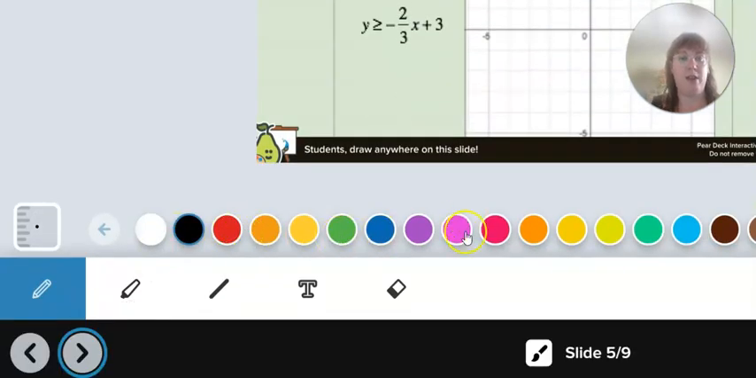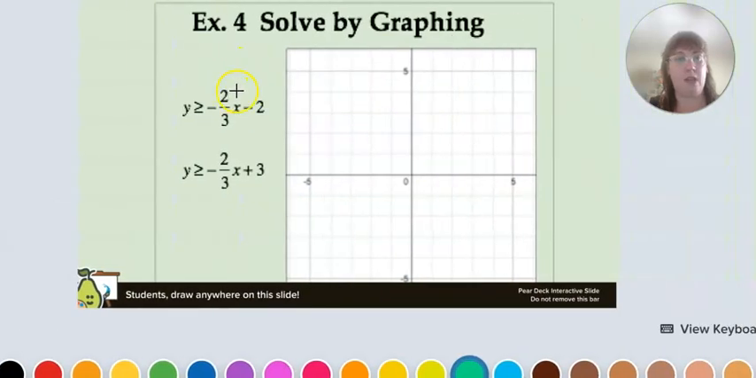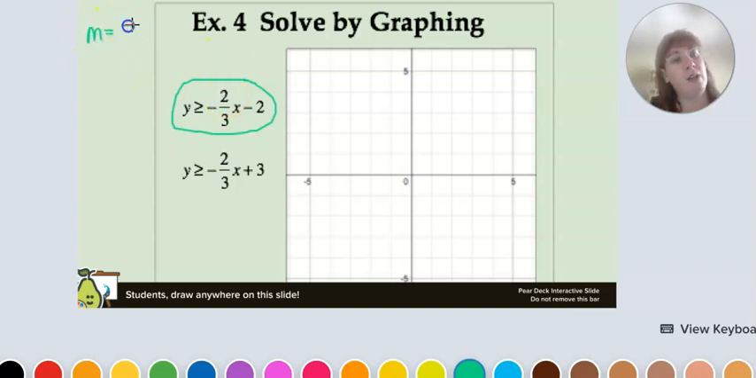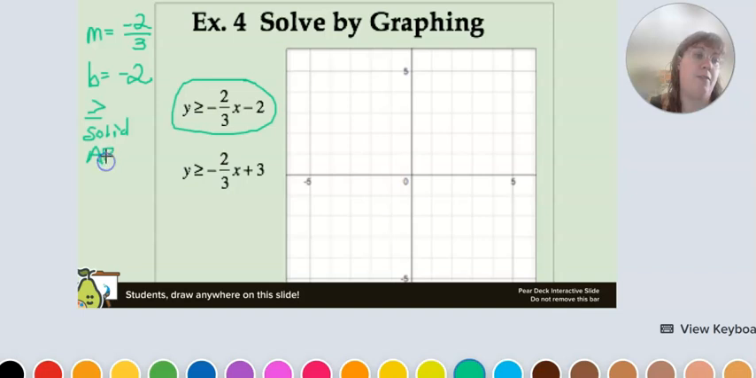Yes, one more. Okay. I'm going to choose this green. How does this show up? That's okay. So for the first one, our slope is a negative 2/3, and our y-intercept is a negative 2. Our symbol is greater than or equal to, so it's going to be solid, and we're going to shade above.